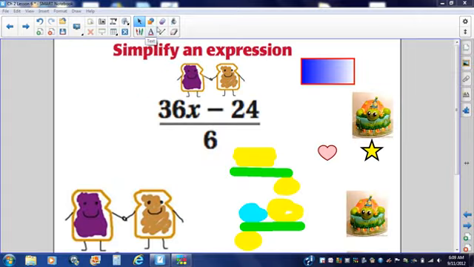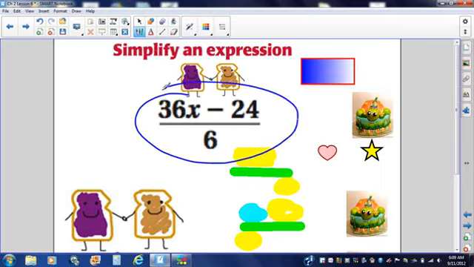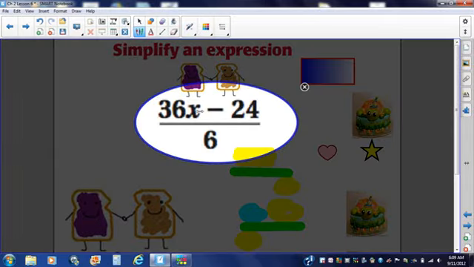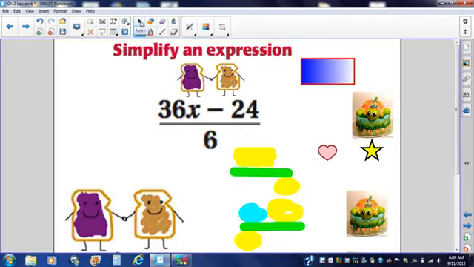Alrighty guys, last example. If you would, please write down the expression (36x minus 24) over 6. Please write that expression down in your spiral. All right, we're going to talk about simplifying an expression today, or more specifically simplifying an expression that is a fraction.